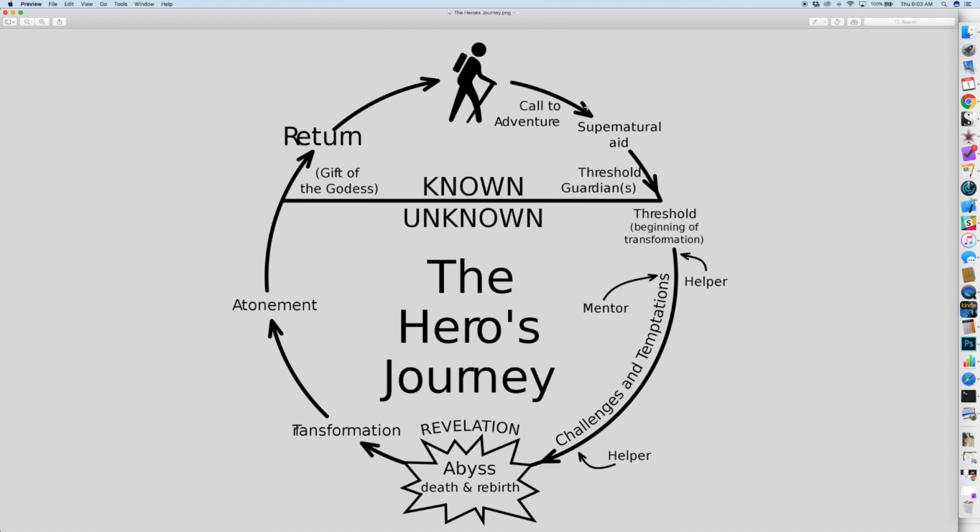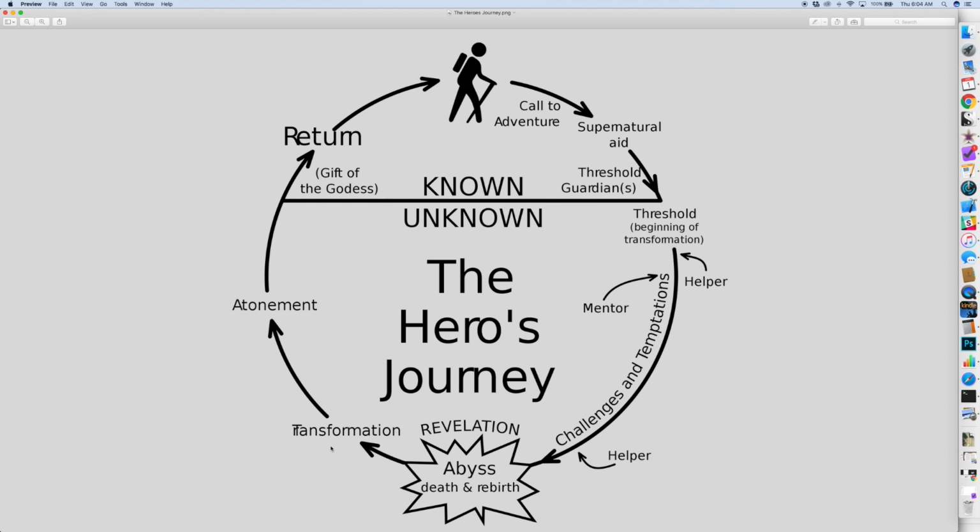So they start off in their ordinary world. They get a call to adventure. You can see them hitting this threshold and then beginning their transformation and going through challenges and temptations on their journey. And then here at the bottom, this is the depths of the abyss, the belly of the whale, where the character meets the goddess. That's how Joseph Campbell phrased it. And in the process of meeting the goddess, they are transformed finally into their higher self.